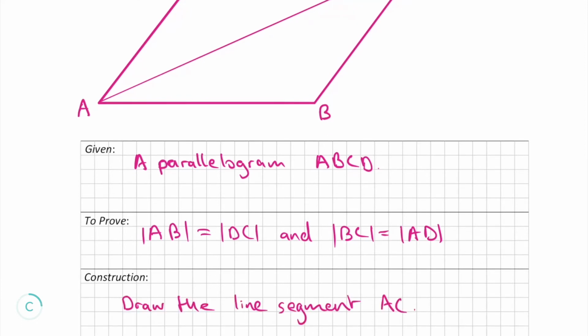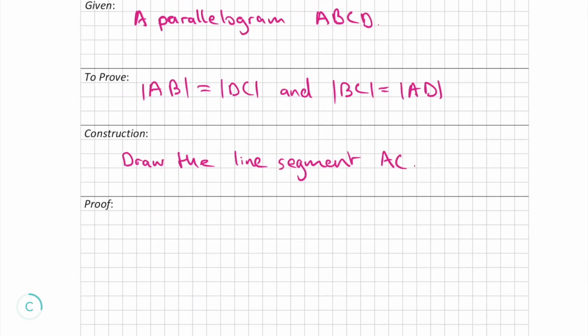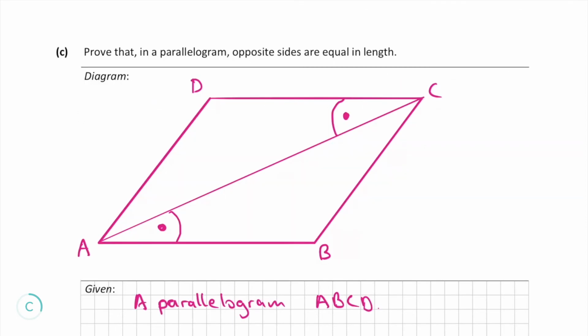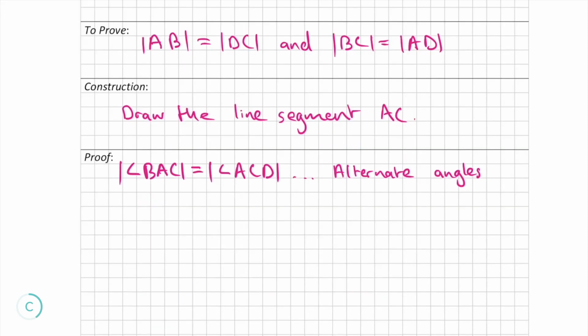Our construction is to draw the line segment AC, which is the diagonal of the parallelogram. Now we have to start with the proof. Looking at our diagram, we can say that these two angles are the same, since our shape is a parallelogram, meaning that the line AB is parallel to the line DC. So these two angles are the same, as they are alternate.